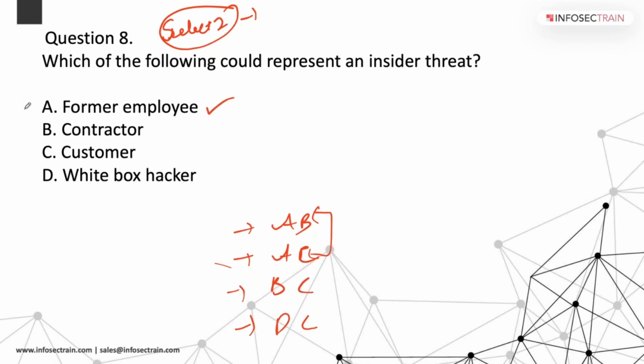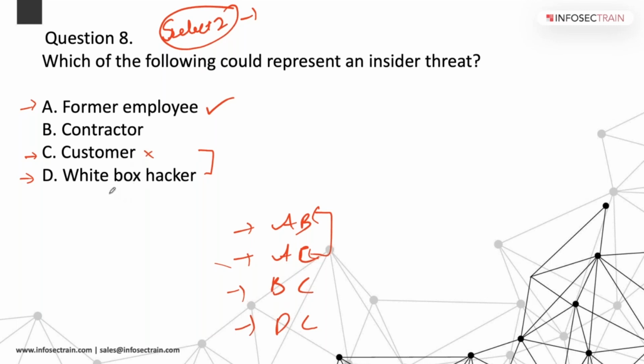When we see the former employee, this is for sure. Now there is a customer and there is a white box hacker as well, and they can also be insider threats. But let's think about this. You are a customer of whom? Facebook. Do you know what technology they are using? No. I'm a customer of Zomato, Uber. I don't know what they use inside. I'm just a customer. So yes, there could be a chance, but I would say customer is not going to be the best answer for this scenario.